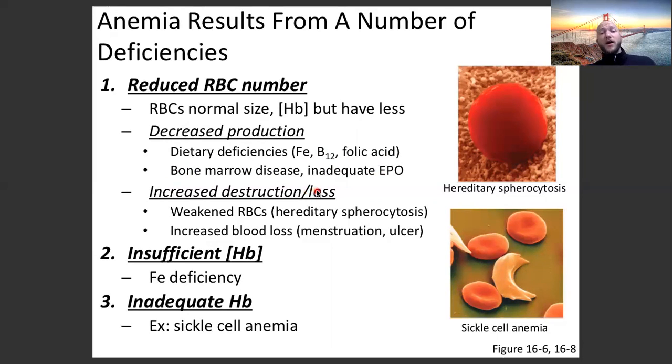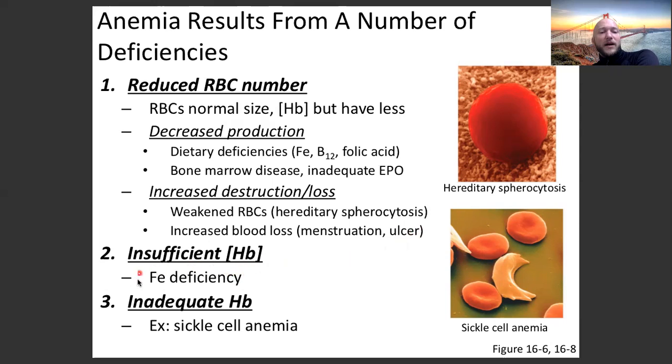Increased destruction or loss, so weakened red blood cells that lyse, that break easily. This could be due to hereditary spherocytosis. This is not a normal looking red blood cell right here. Spherocytosis, sphere, so a sphere shaped cell right here. Or increased blood loss, and it really doesn't take a lot of blood loss. It can take a very small amount to lead to this. Menstruation, just that amount of blood, can lead to anemia, or having ulcers can cause enough blood loss to lead to anemia.